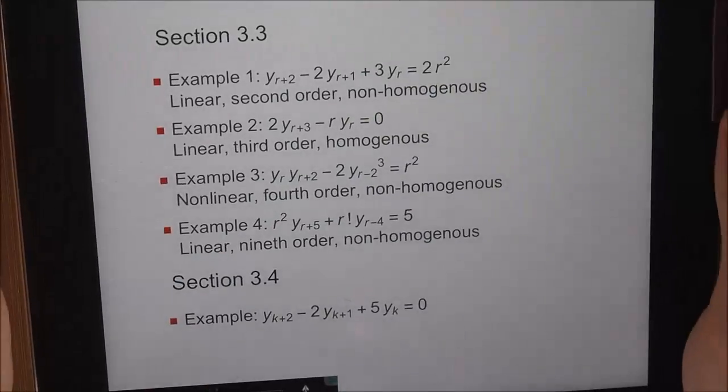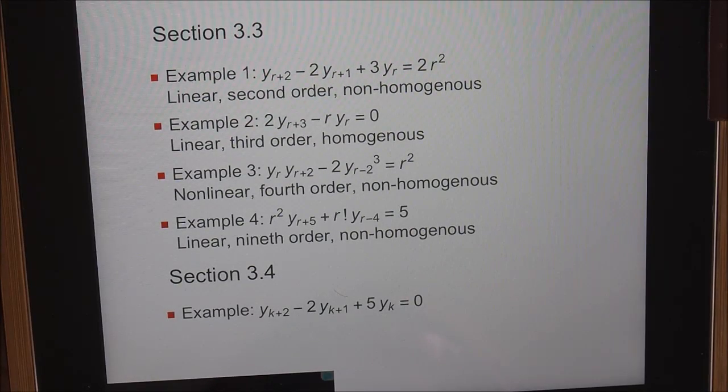Right. So section 3.3. What we're going to do is classify these difference equations.